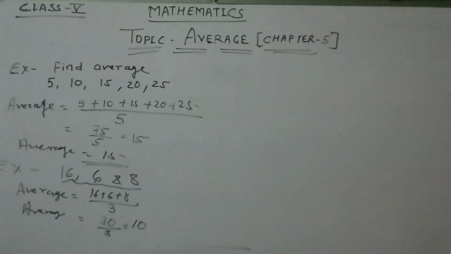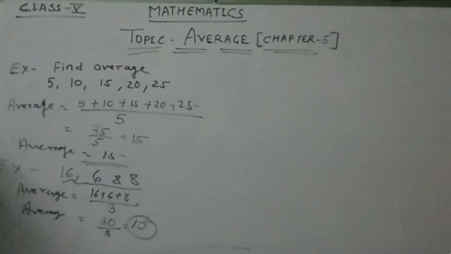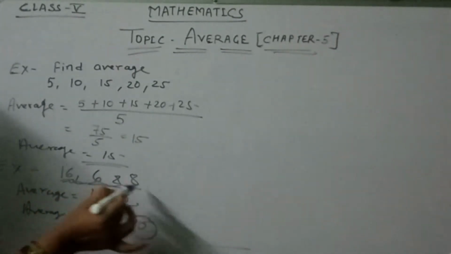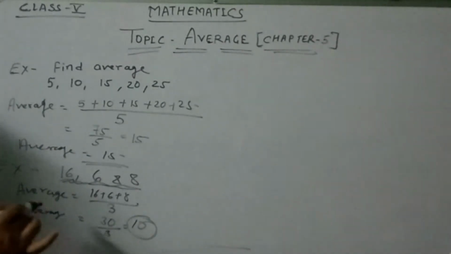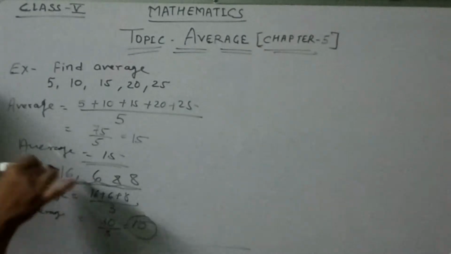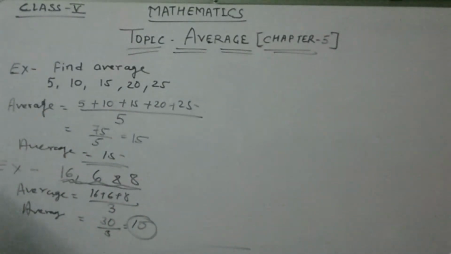Now see, the result is obtained by adding the numbers together and then dividing this total by the number of quantities. What did I do here? How did we get the 10? By adding the numbers together, and after that dividing this total by the number of quantities. The number of quantities means how many numbers are given: 1, 2, 3. Then we get the average.